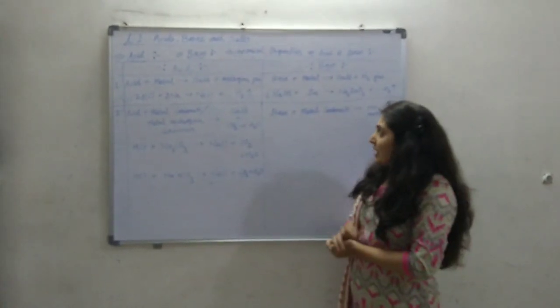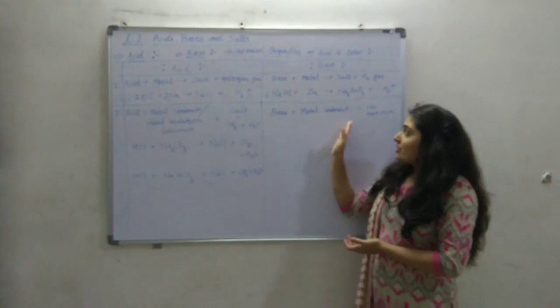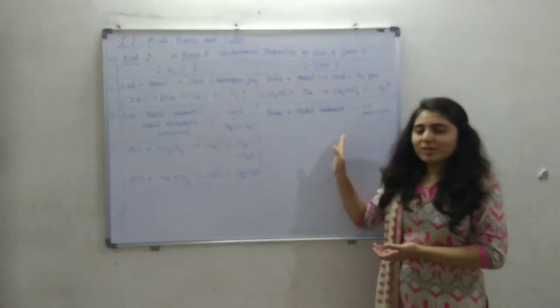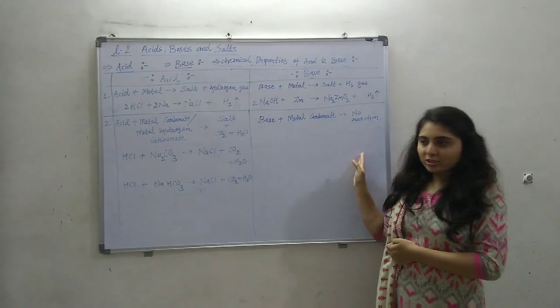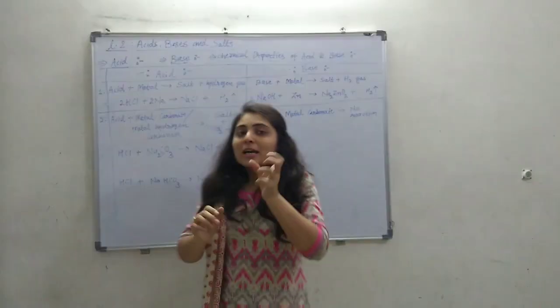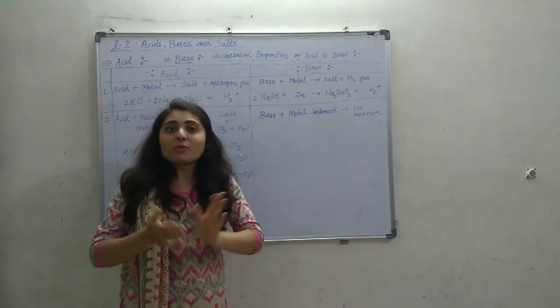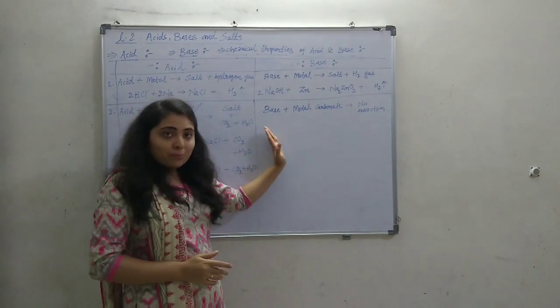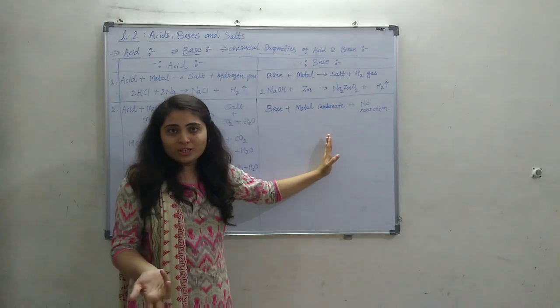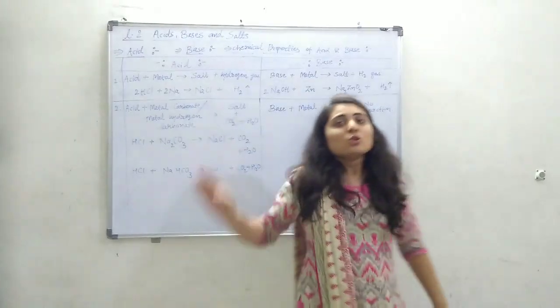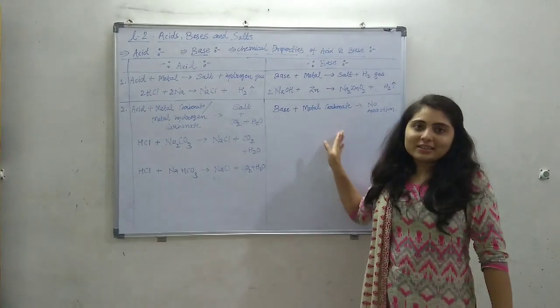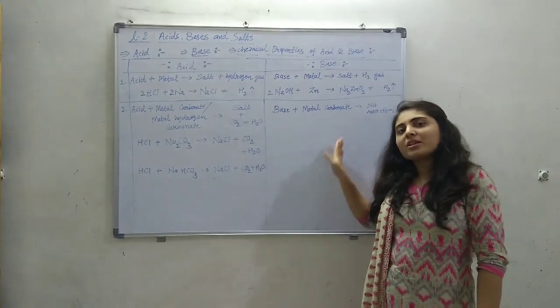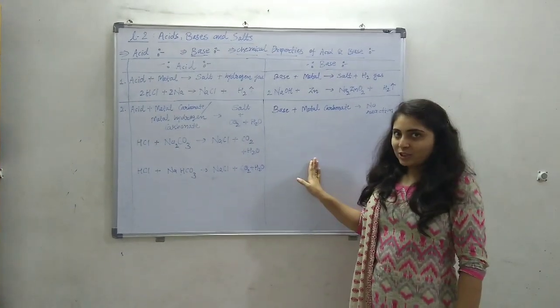While base plus metal carbonate or metal hydrogen carbonate, there is no reaction. What is the reason for that? Because metal carbonate or metal bicarbonate are basic in nature. So ultimately base with base, no reaction. That's why bases don't react with metal carbonates, because metal carbonates and metal bicarbonates are basic in nature.